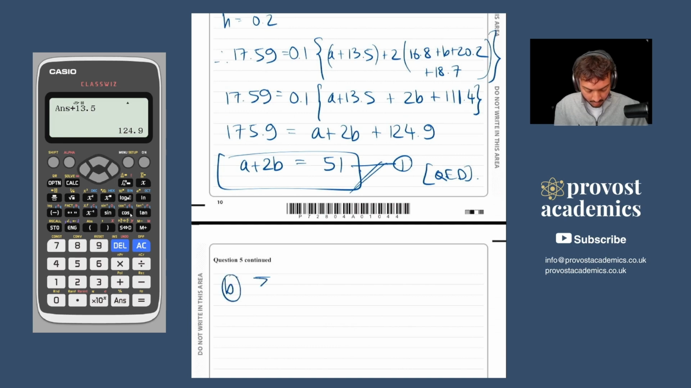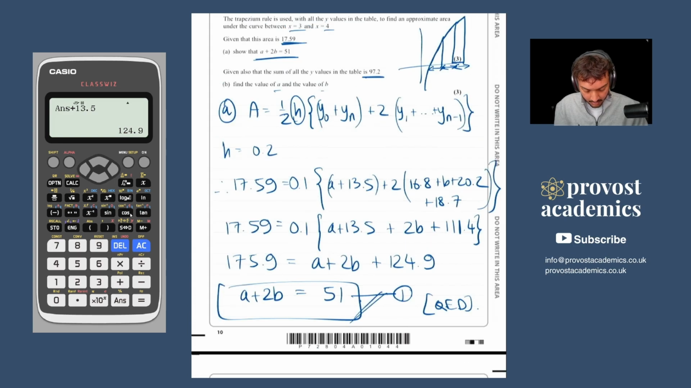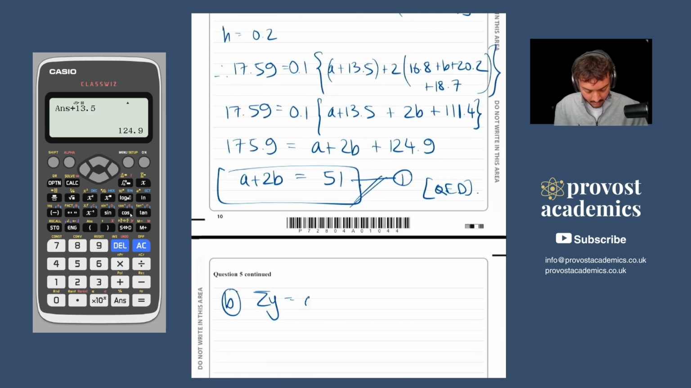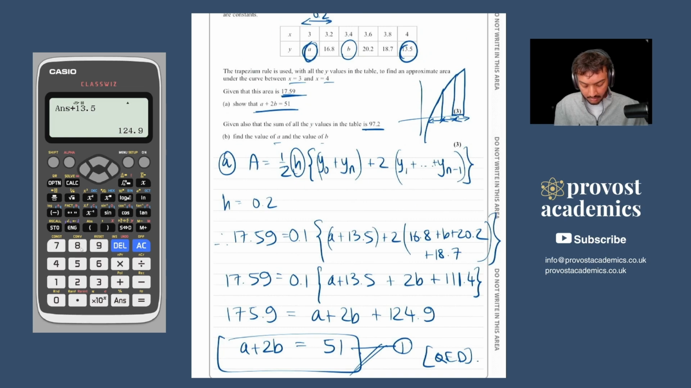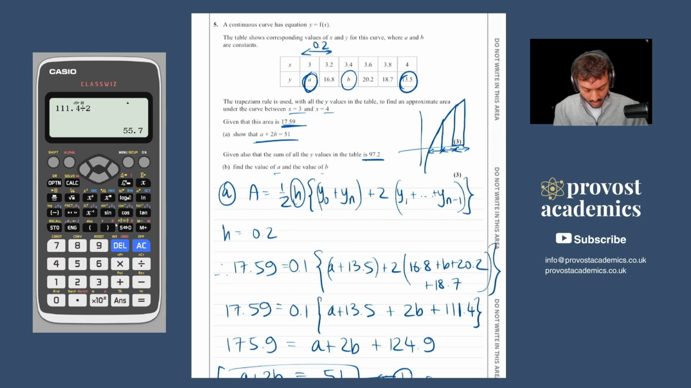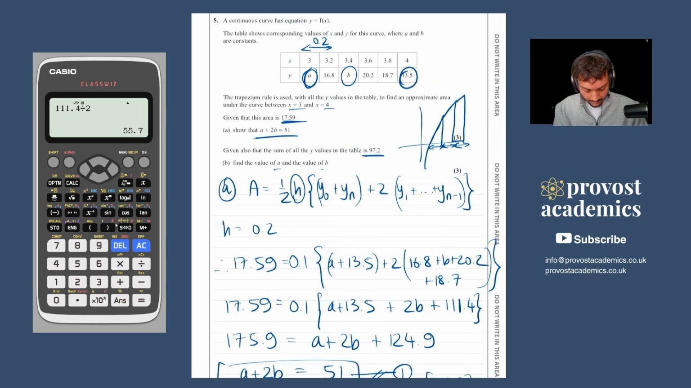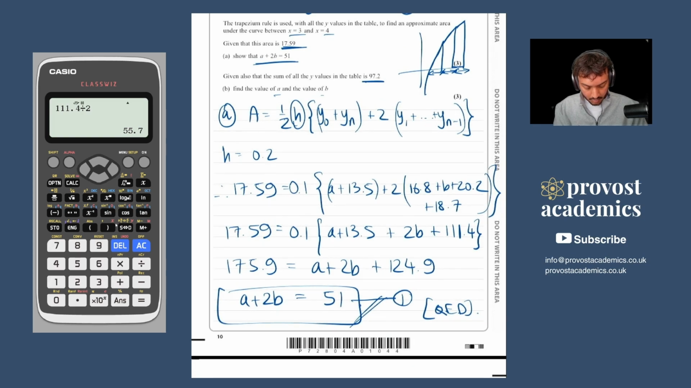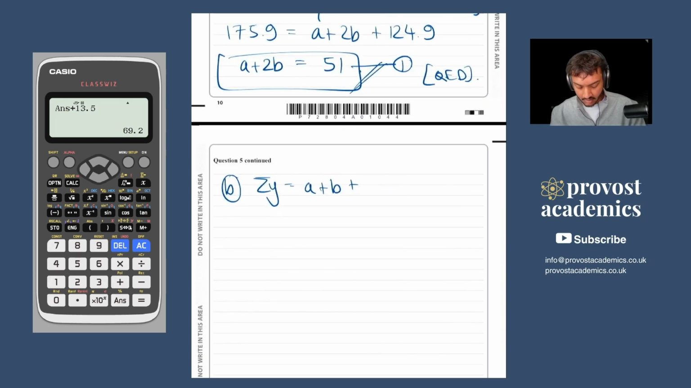So part B, the sum of all the y elements gives me a plus b plus, and I'm just going to back out to my calculator. Actually I've got 111.4. If I just divide that by 2, that should work. So that is 55.7. Cool. Okay, so actually no, that's not right, because I need to add the 13.5. I was trying to take a shortcut here. Hopefully I didn't make a silly mistake somewhere in there.